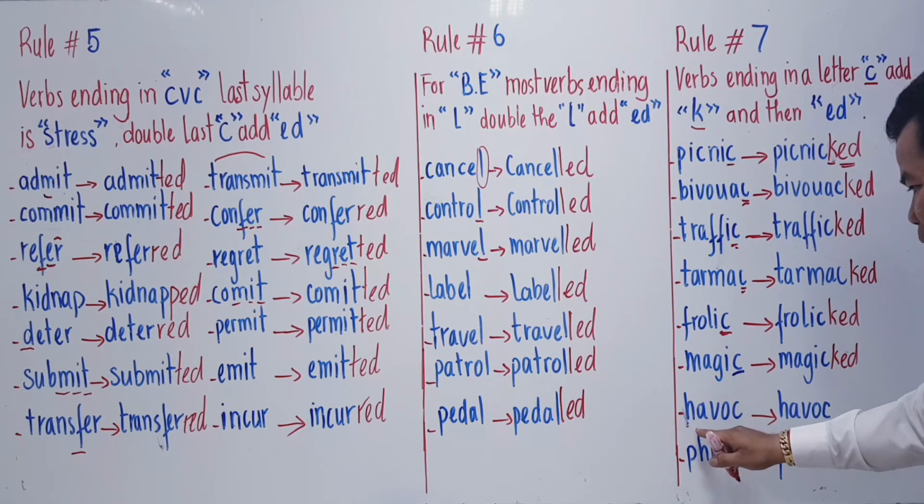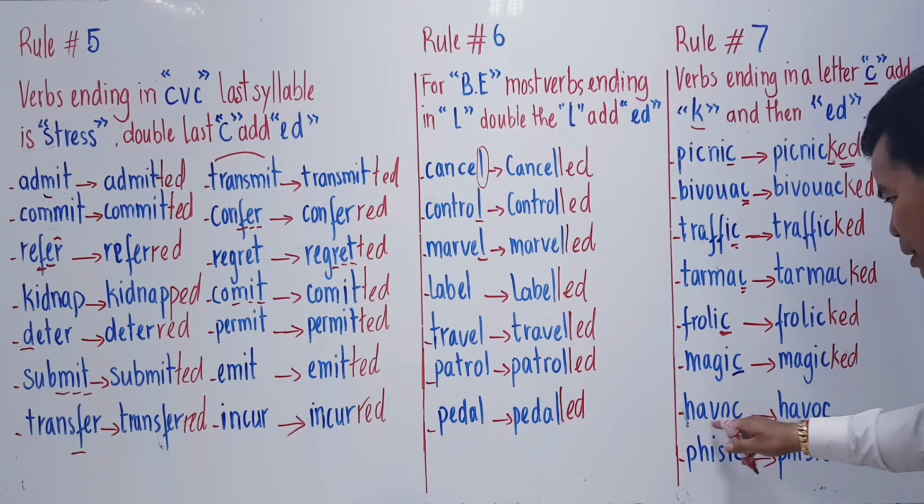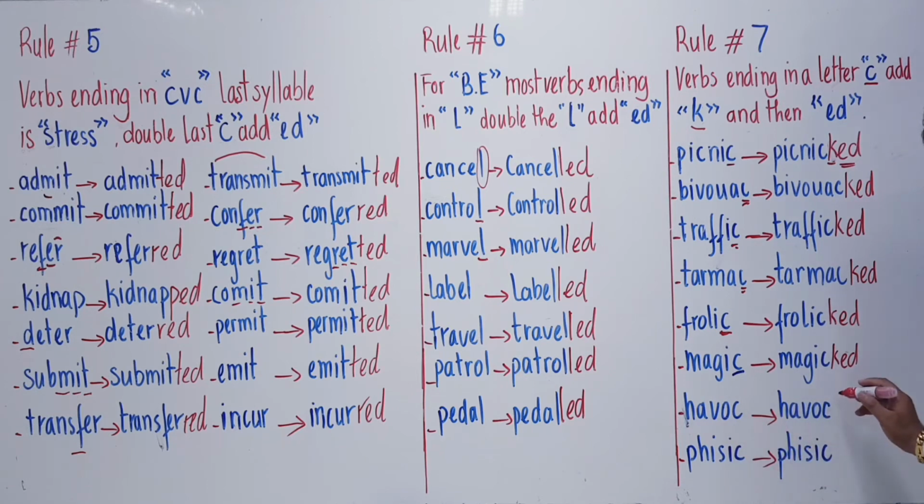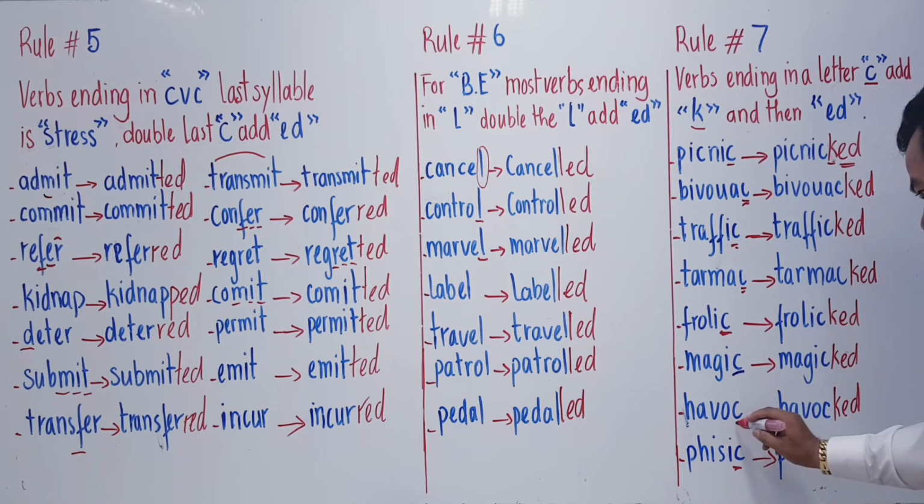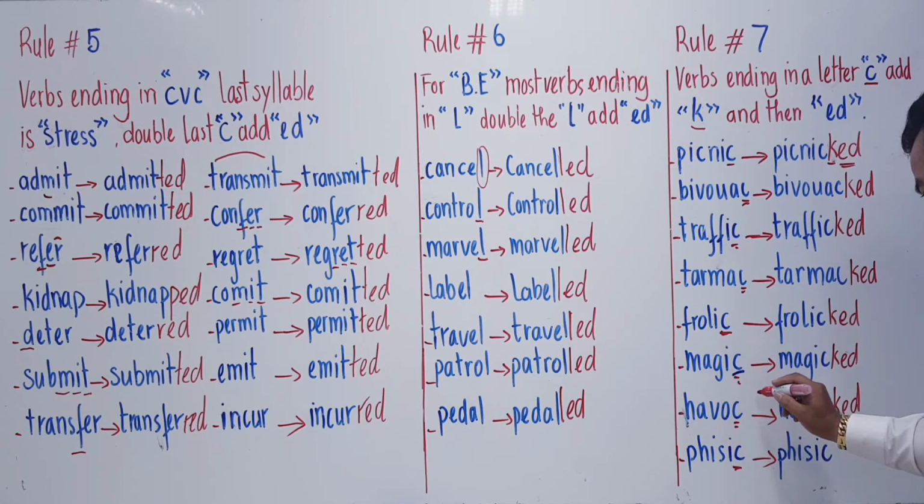Okay, havoc. Havoc. You go to past participle, havoc, ED. Okay, physic. C at the end, C at the end. So before adding ED, as rule number 7 says, we have to add one more K. And lastly, ED. Do not forget it.